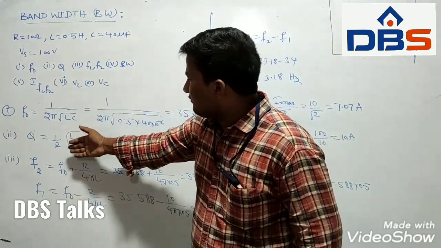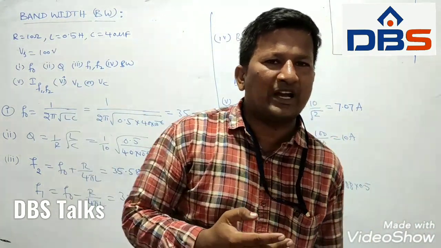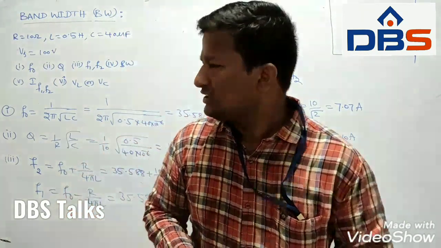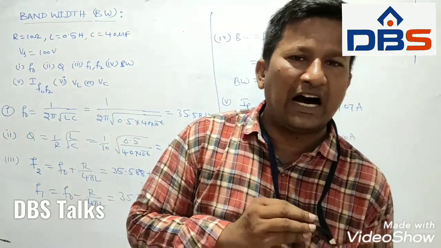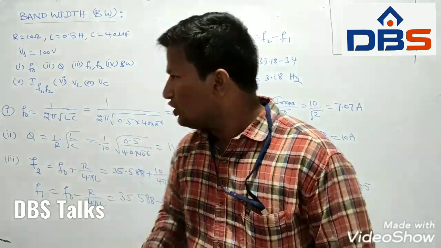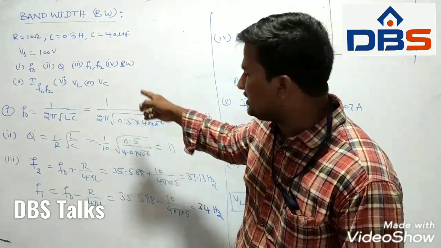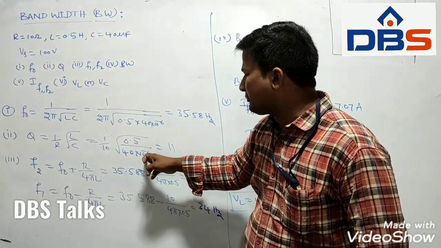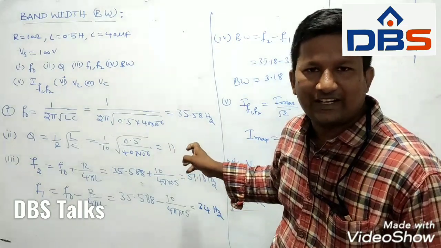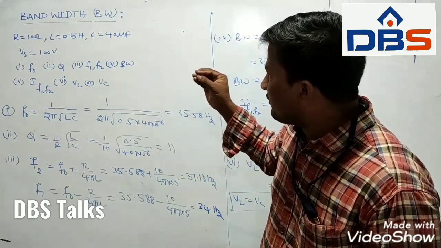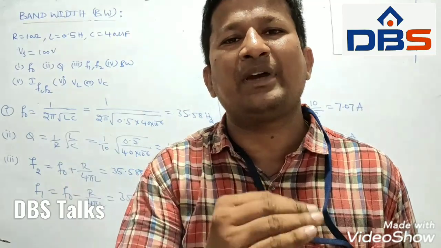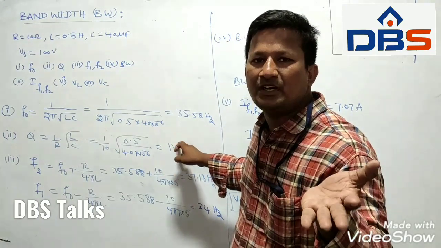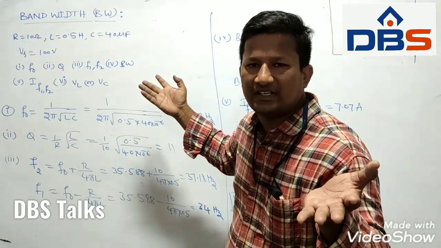So now find out the quality factor. Quality factor is equal to omega L by R for a series resonant circuit, or 1 by omega RC. But we know the quality factor in terms of R, L, C is 1 by R root L by C. We know the R, L, and C values, so 1 by 10 root of 0.5 by 40 into 10 power minus 6, that is 11. So a high quality factor is given here. That means the performance of the inductor or the performance of the capacitor must be high in this problem.